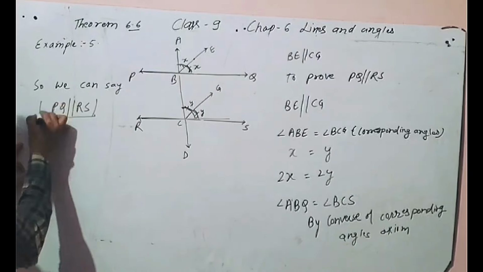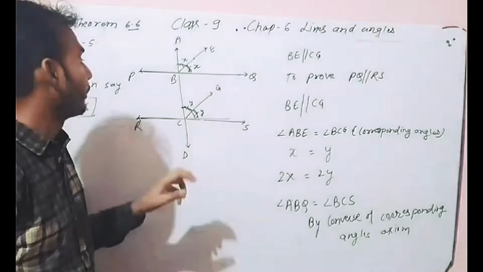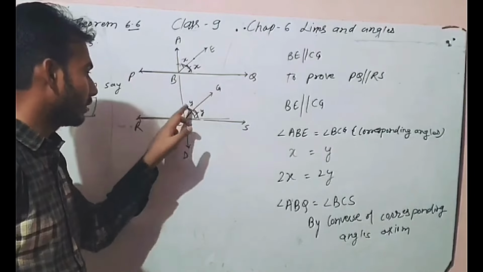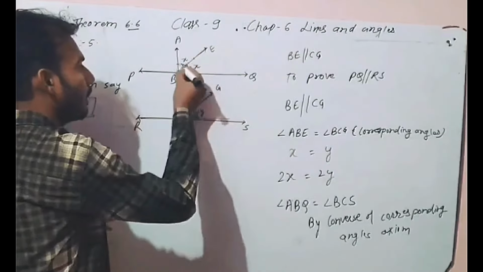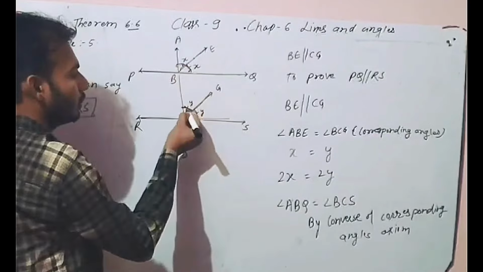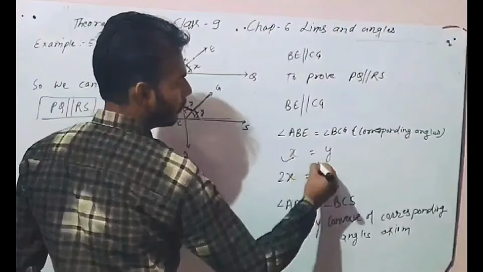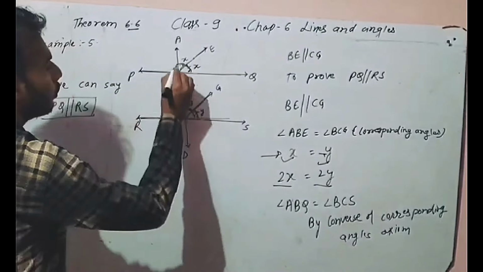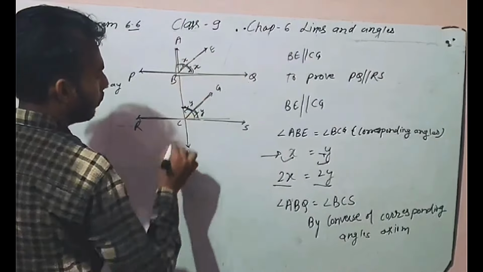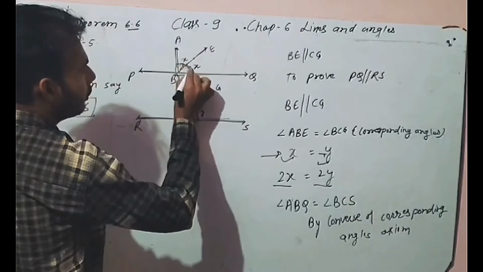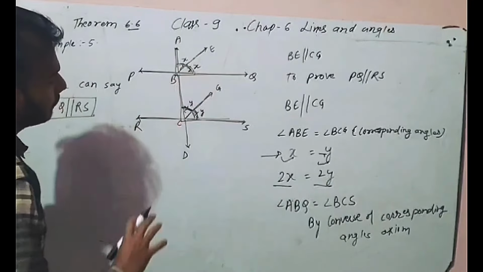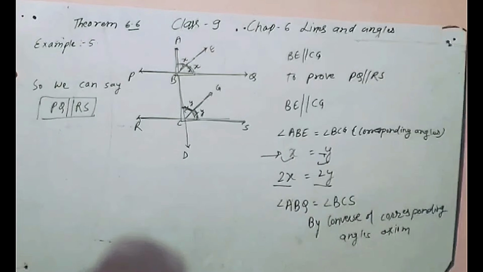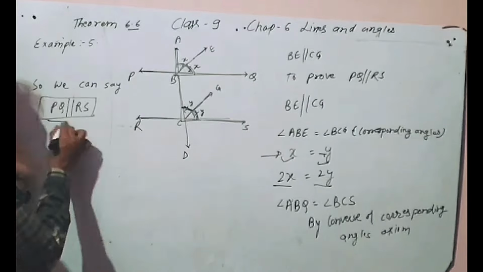Again, I'm explaining the full question, the full example. First of all, this is a bisector, so X equals X. This is a bisector, so Y equals Y. Now these two are parallel lines, so this angle equals this angle, corresponding angles. X is equal to Y. Then double of X and double of Y are also equal, 2X is equal to 2Y. What is 2X? Angle ABQ. What is 2Y? Angle BCS. This full angle equals this full angle. These angles are corresponding angles, and corresponding angles are equal when the lines are parallel. So we can say PQ is parallel to RS.